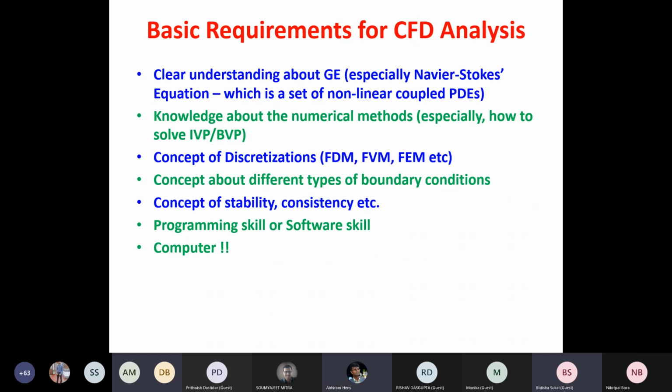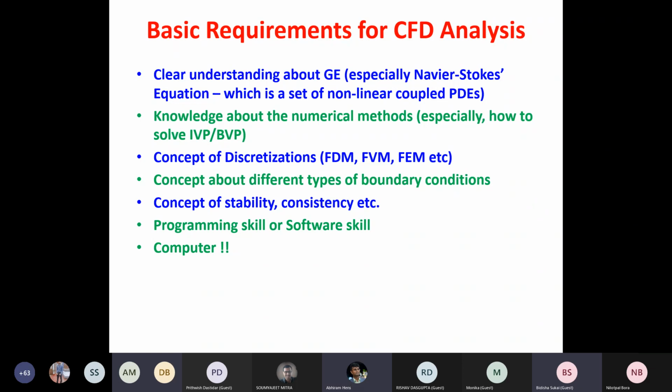Now, what are the basic requirements for CFD analysis? As a student or as a practicing engineer, if you would like to do the CFD analysis of a particular system, there are a few things you need to have a very clear understanding of. First is a clear understanding about the governing equations. G stands for governing equation, especially the Navier-Stokes equation, which is a set of nonlinear coupled partial differential equations. So you have to have a very clear understanding about the governing equations. If you have no idea, then it will be difficult for you.